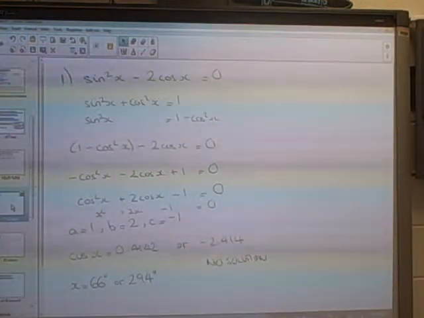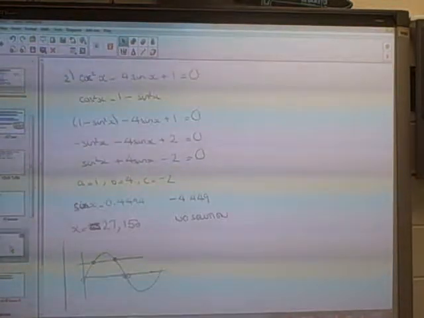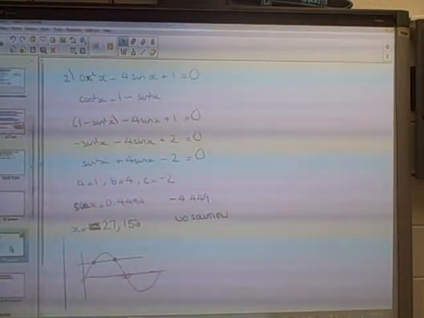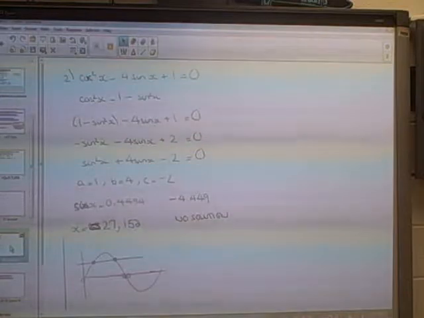If not, the answers you're looking for are 66 and 294 for number 1, and for number 2, 27 and 153. So have a try on those two questions. Hopefully you manage to come up with those answers.